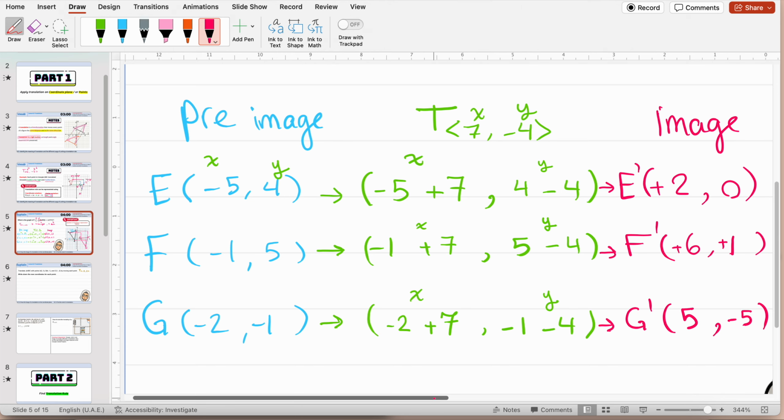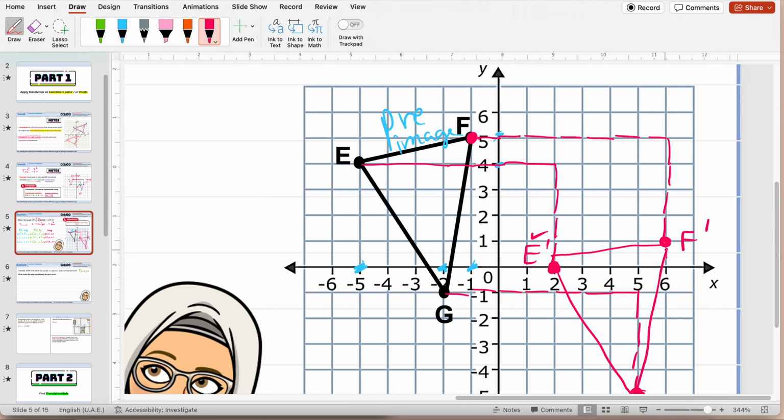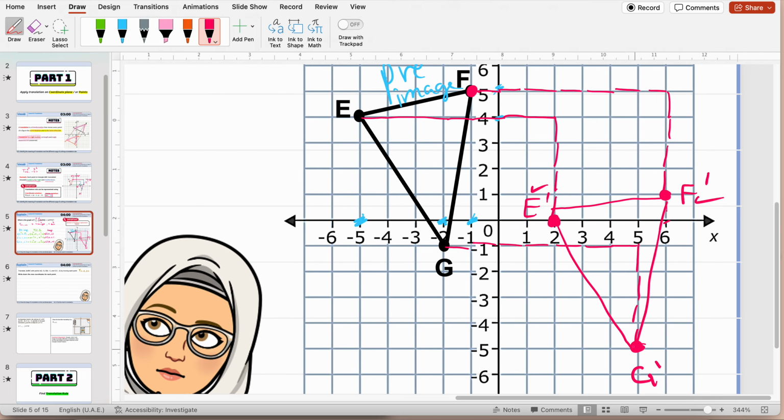So let's check. Did I get F at 6, 1? Yep, F is in 6x, 1y, correct. Did I get G at 5, negative 5? Yep, G is at 5x, negative 5y, so it's correct.